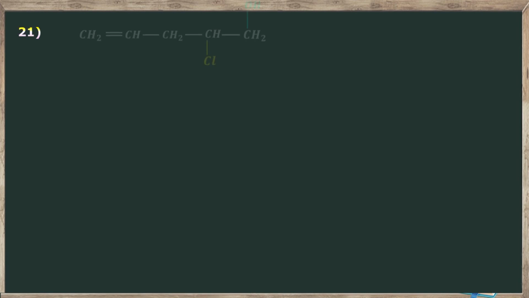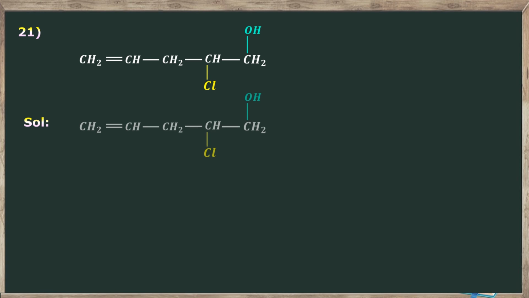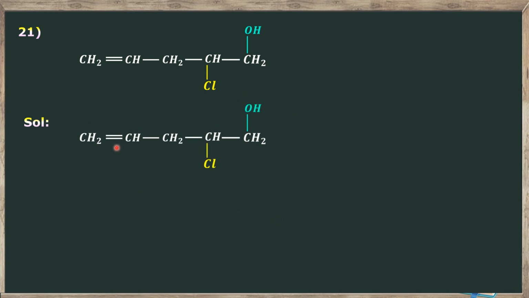Next, problem number 21. Solution. In this organic compound, double bond is there, substituent is there, and functional group is there. And when functional groups, multiple bonds and substituents are present in a molecule, functional groups are given the highest priority while numbering the parent chain. So this one is the parent chain, and here OH is the functional group, alcohol functional group. The carbon atom attached to the functional group should be given the lowest possible number in this case. For that reason, I am numbering it from right to left.